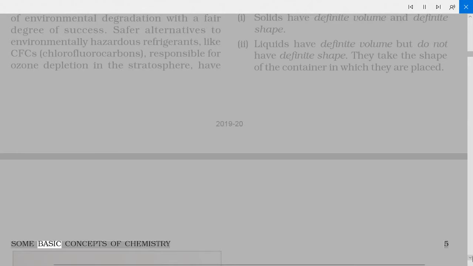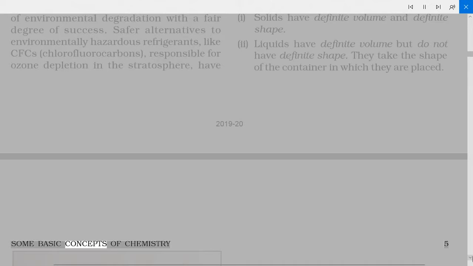Gases have neither definite volume nor definite shape. They completely occupy the space in the container in which they are placed. These three states of matter are interconvertible by changing the conditions of temperature and pressure.